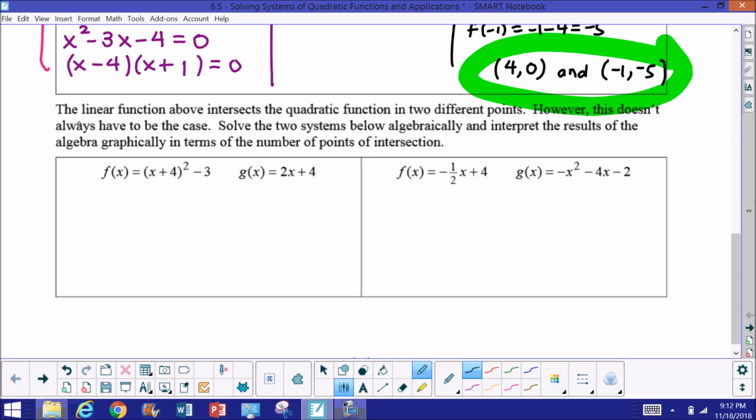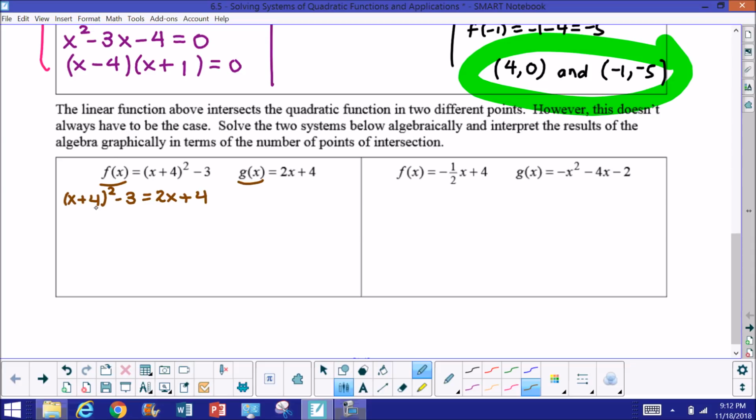It says the linear function above intersects the quadratic function at two different points. However, this doesn't always have to be the case. So it says to solve these systems below algebraically and interpret the results. So we're going to go ahead and do that the same way that we did above. Both of these are set equal to some function name that can act as our y. So I'm going to say that (x plus 4) quantity squared, with the minus 3, is equivalent to 2x plus 4.